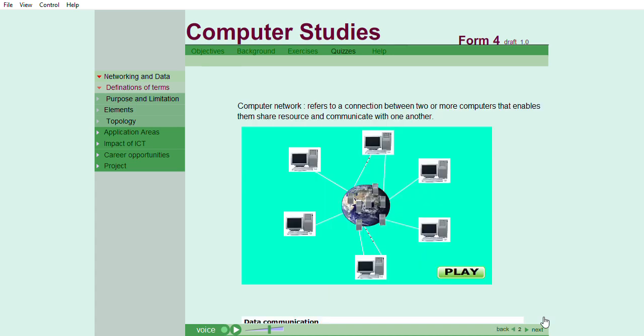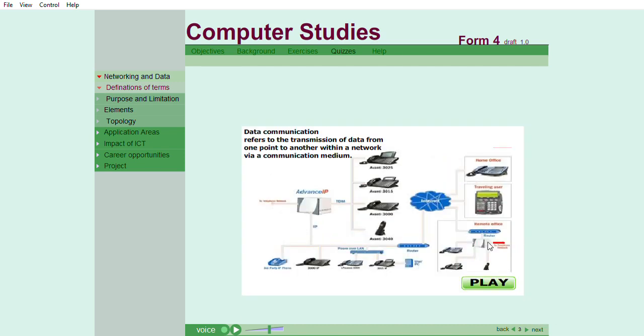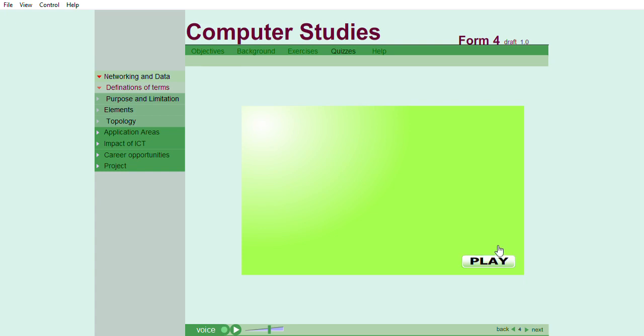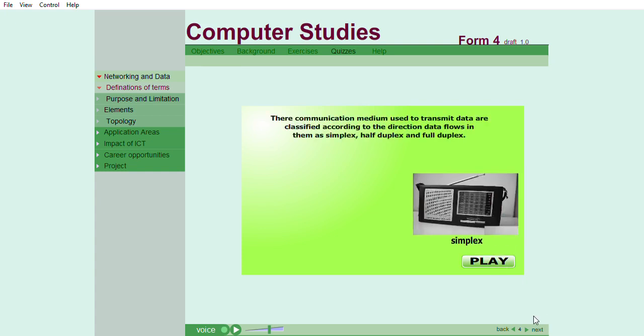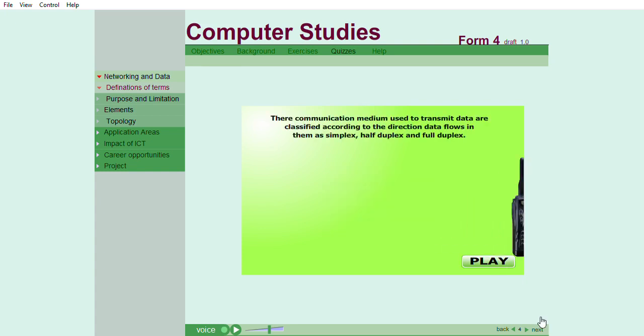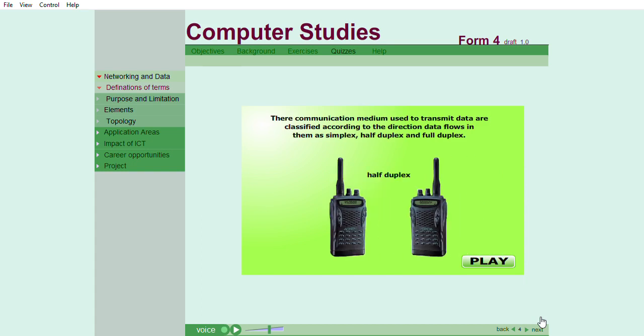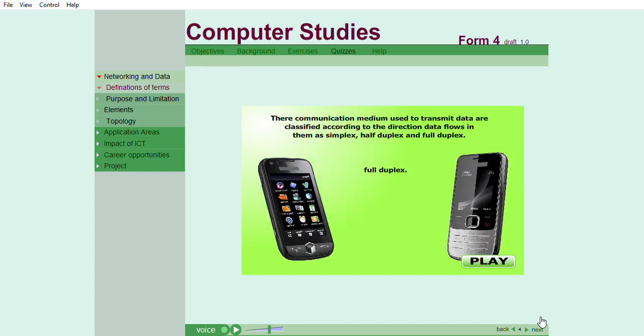Computer network refers to a connection between two or more computers that enables them to share resources and communicate with one another. Data communication refers to the transmission of data from one point to another within a network via a communication medium. The communication media used to transmit data are classified according to the direction data flows in them as simplex, half-duplex, and full duplex.